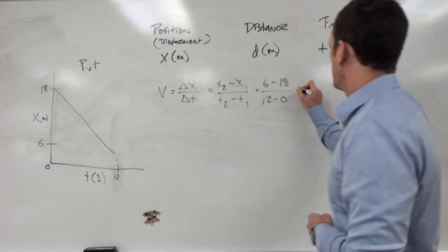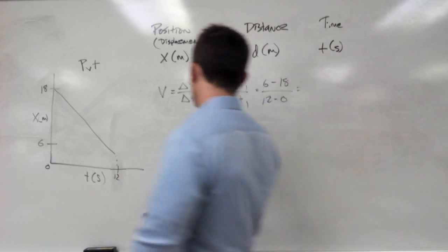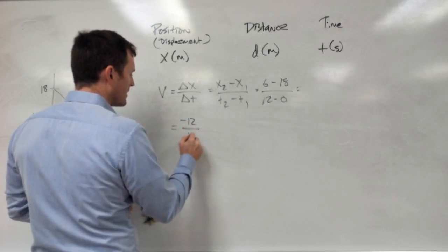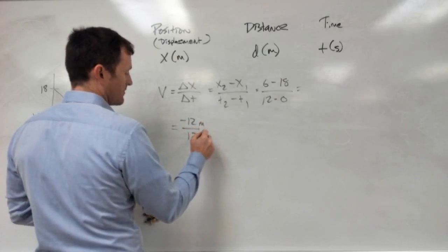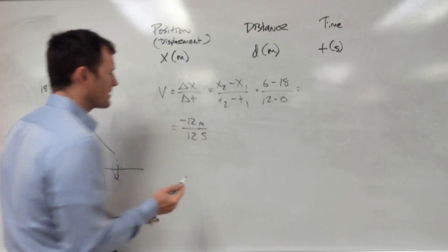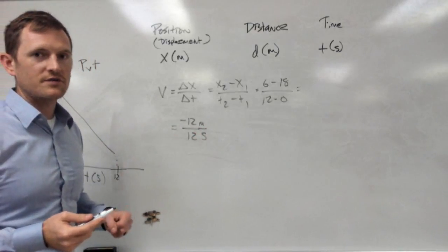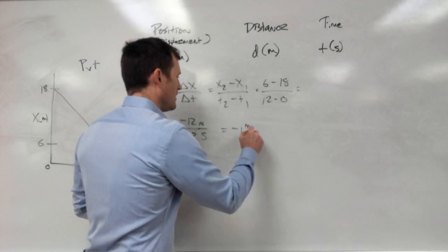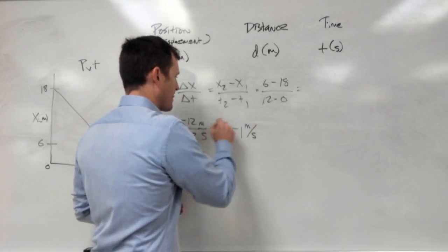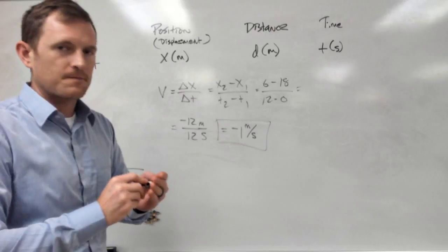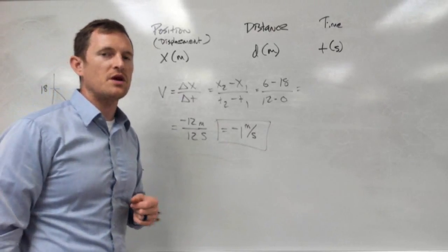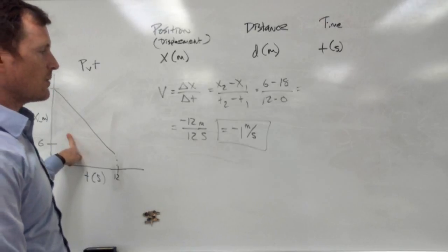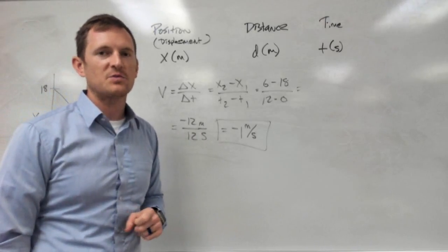We follow that to our logical conclusion and we have negative 12 divided by 12. Let's not forget to include our units, meters per second. So negative 12 divided by 12 is equal to negative 1 meter per second. Likewise, this conforms to what we already expected to see. We expected to see a constant slope here, and we expected that slope to be negative.